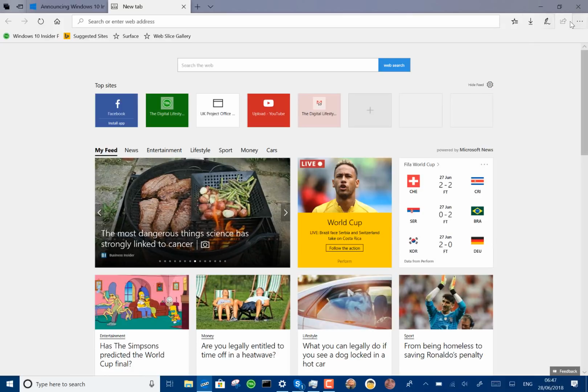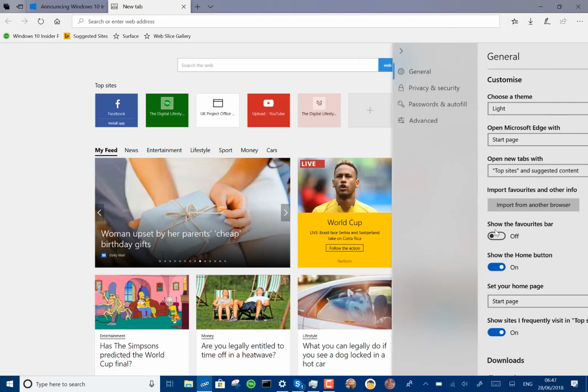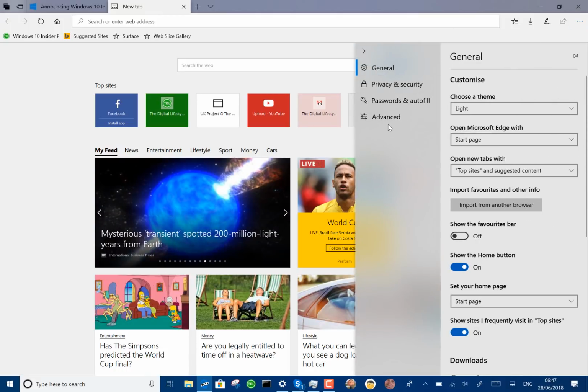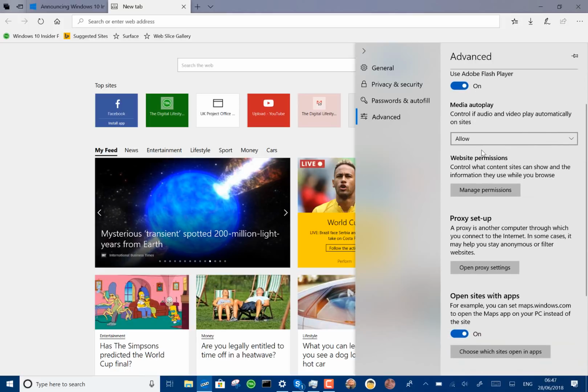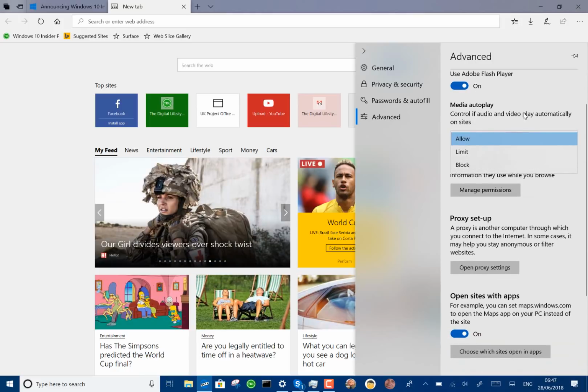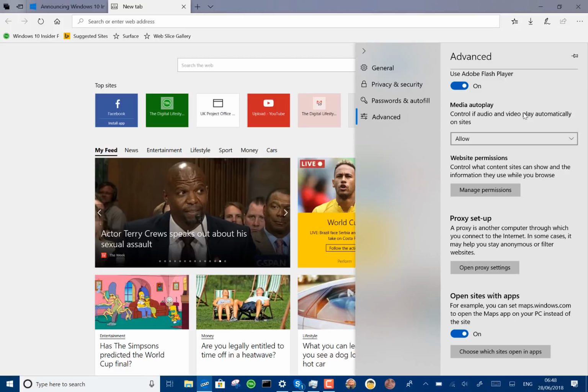And I mentioned on the previous build that there was a setting for auto-playing media. There it is. You've got the option of allow, limit or block now, so they've introduced that. Limit will auto-play only videos that are muted, block will prevent them playing at all, allow will just work how it does now.